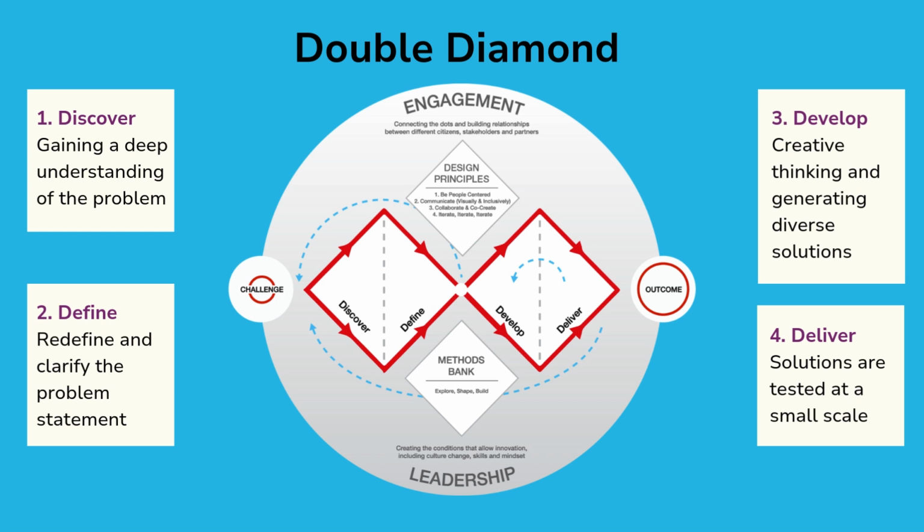Thirdly, develop. The second diamond encourages creative thinking and generating diverse solutions for the well-defined problem. It involves seeking inspiration from various sources and collaborating with different individuals. And finally, deliver. Delivery is the phase where solutions are tested at a small scale. It includes discarding ideas that don't work and refining those that do.